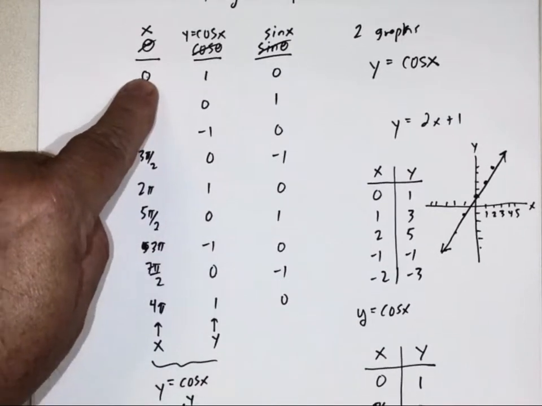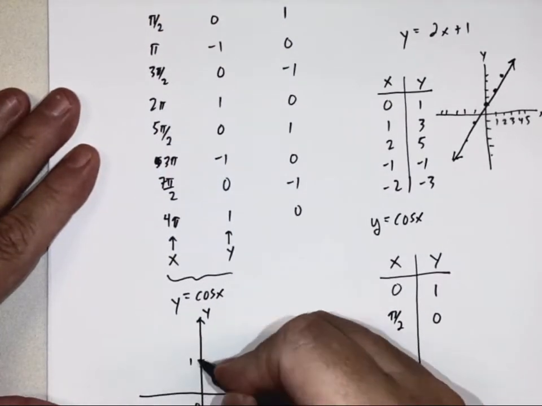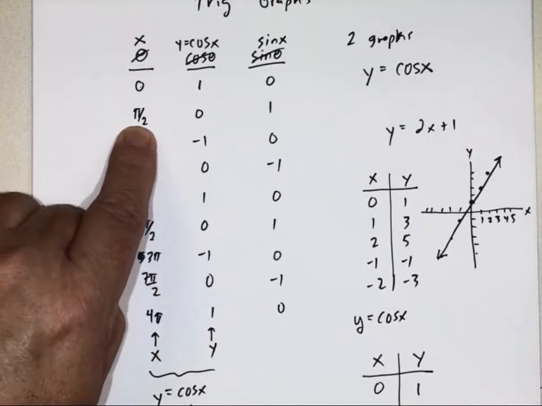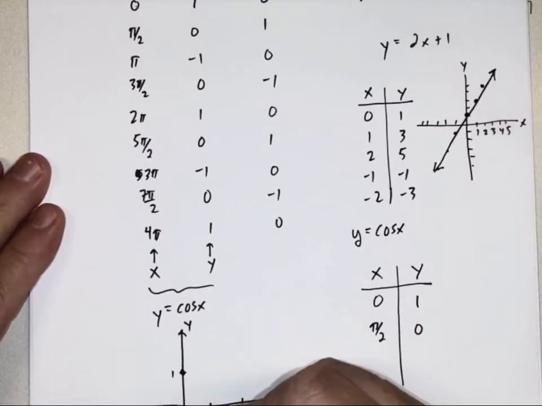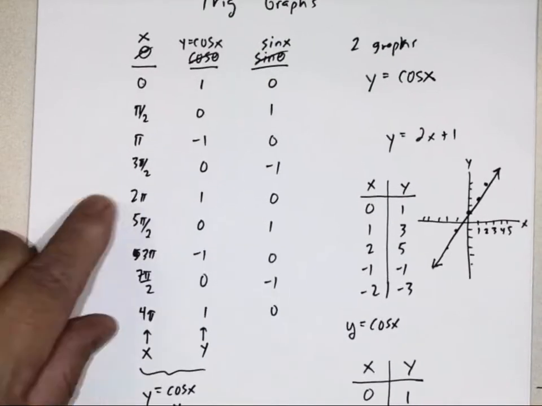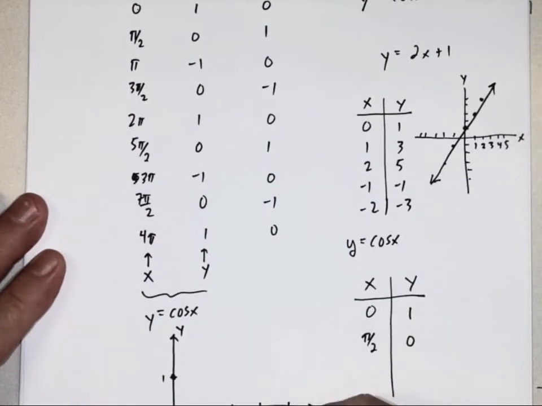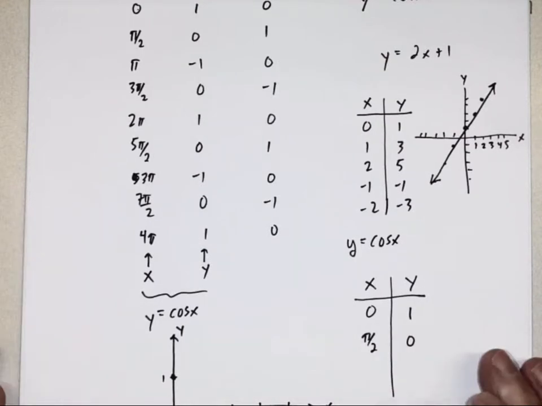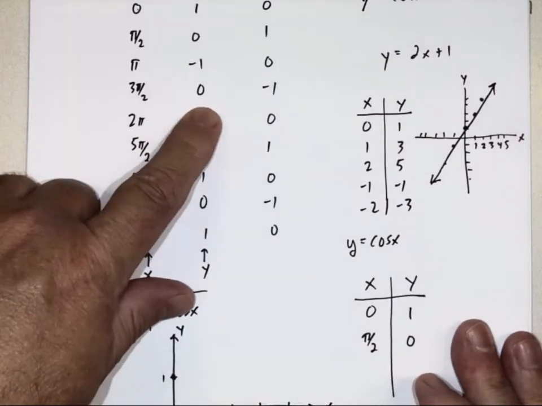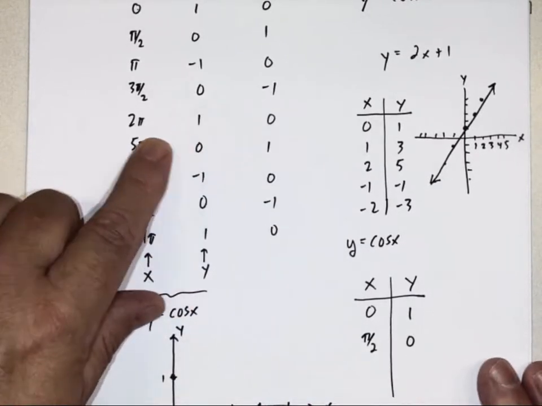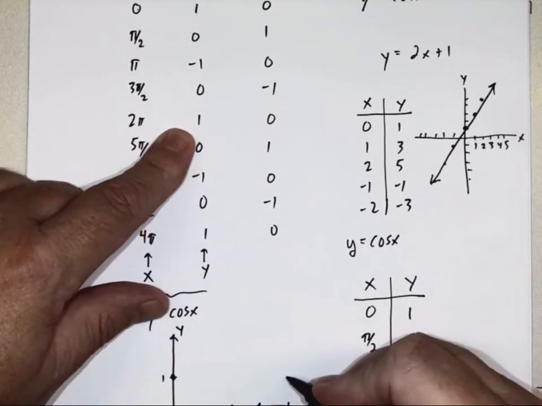Notice I'm going to plot x 0, y 1. x 0, y 1 is right here. Then x pi over 2, y 0. Now when x is pi, y is negative 1. So here's pi, and y is negative 1. What happens at 3 pi over 2? y is 0. What happens at 2 pi? It's 1.